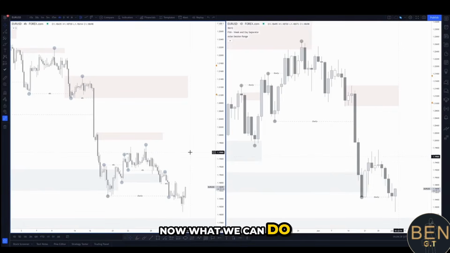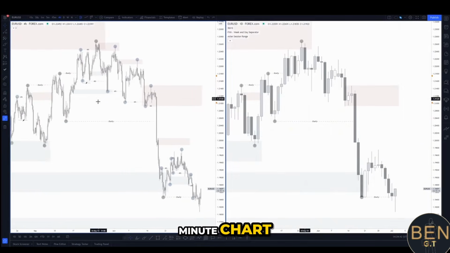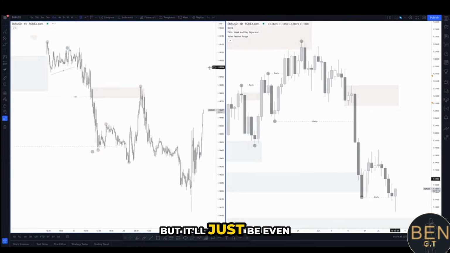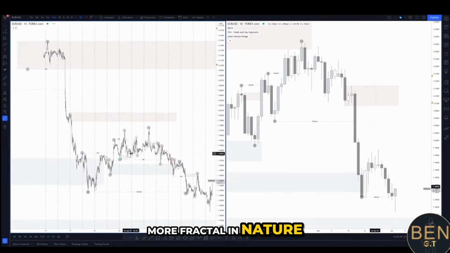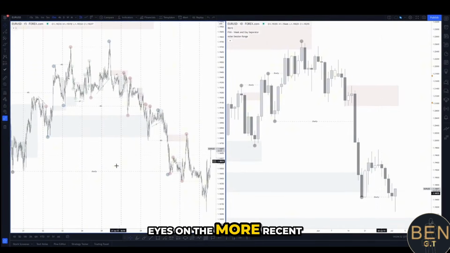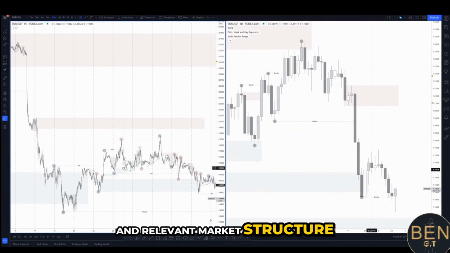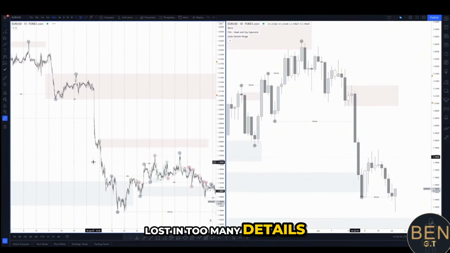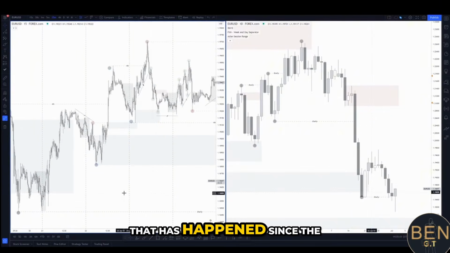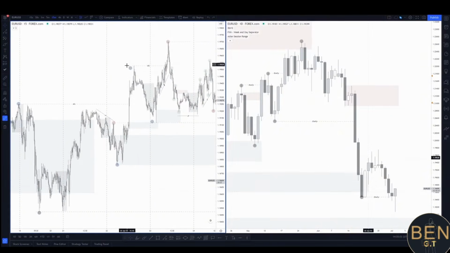And then now what we can do is take it one step further as well and look at the 15-minute chart and just dig into the price action. It'll be the exact same story, but it'll just be even more fractal in nature. So what we can do is we'll keep our eyes on the more recent and relevant market structure, just so we don't get lost in too many details. So we'll look at the recent market structure that has happened since the drop here on the 15-minute.